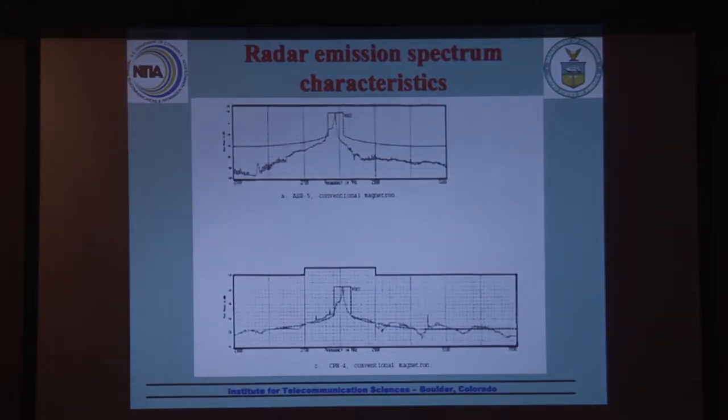Radar emission spectrum characteristics. It's a little hard to read here, but we're looking at frequencies from 2,500 to 3,100 megahertz. 400 megahertz of spectrum. It's a magnetron radar. These are the unwanted emissions. It meets the RSEC limit, but the unwanted emissions are measurable.